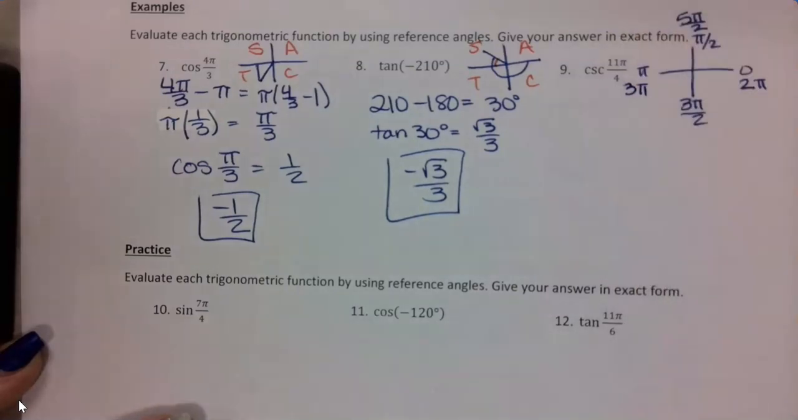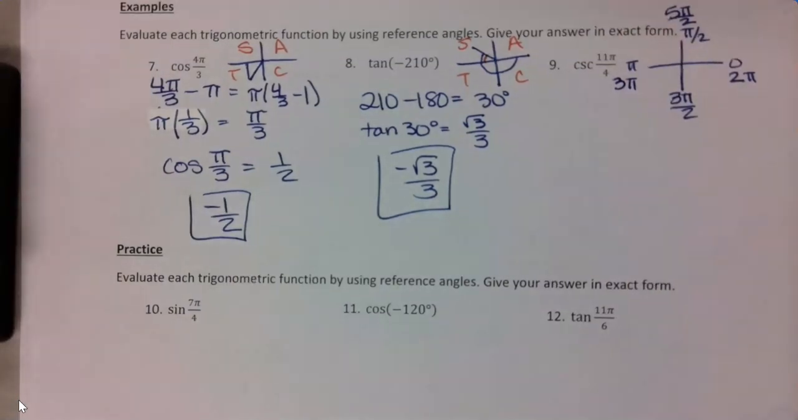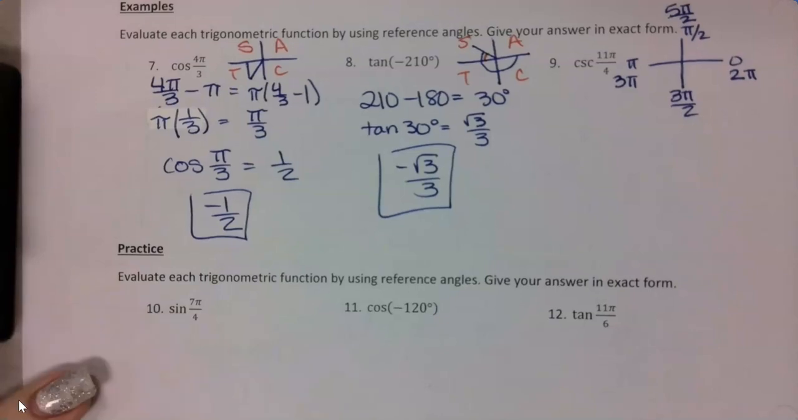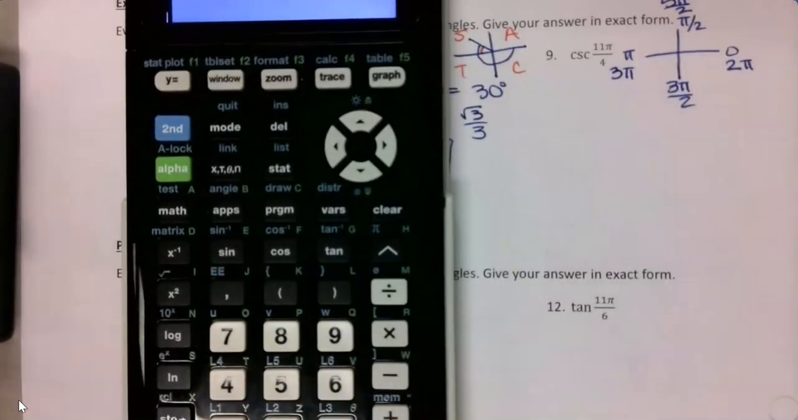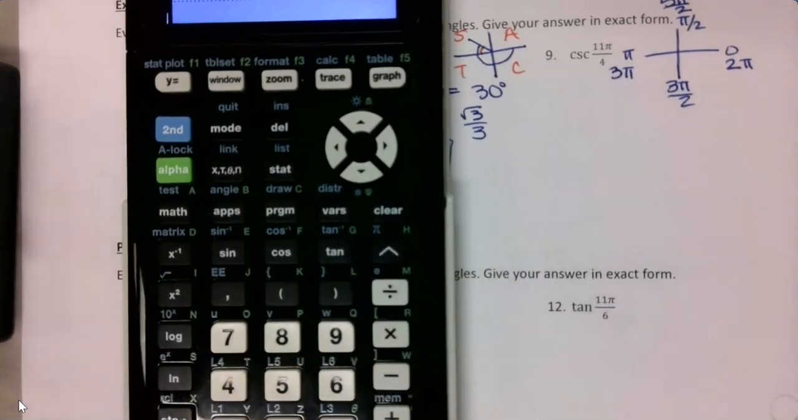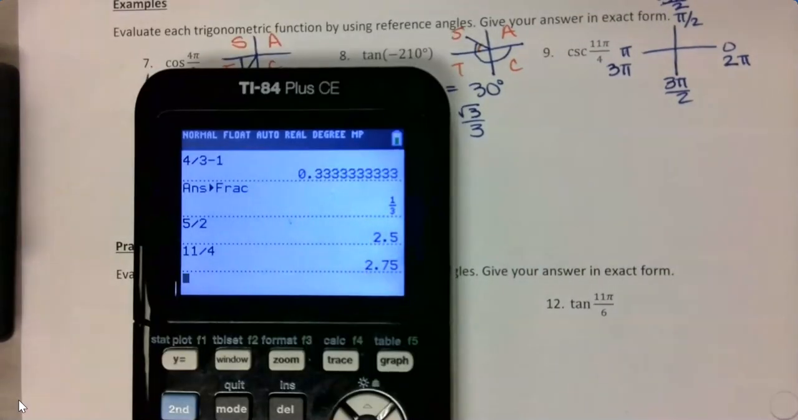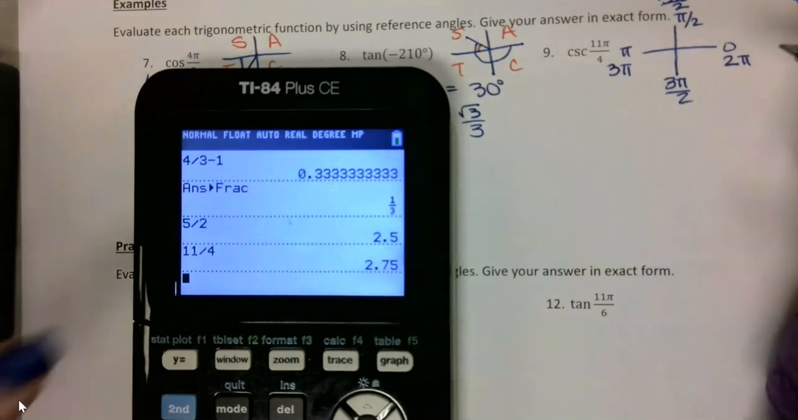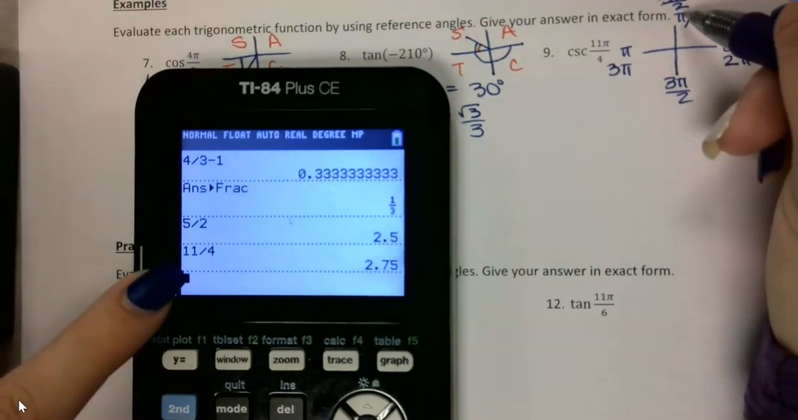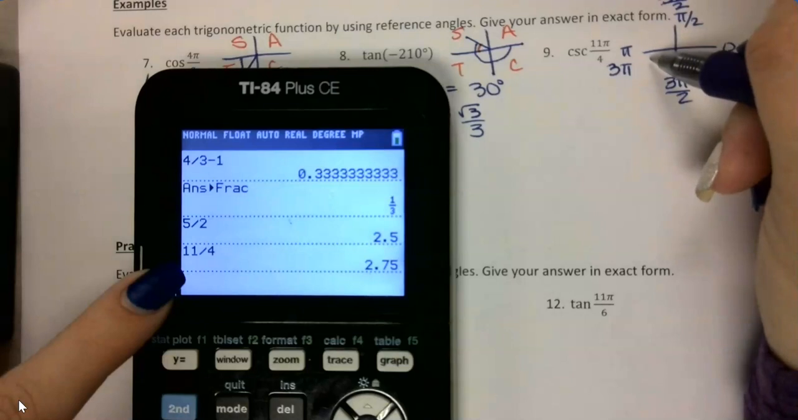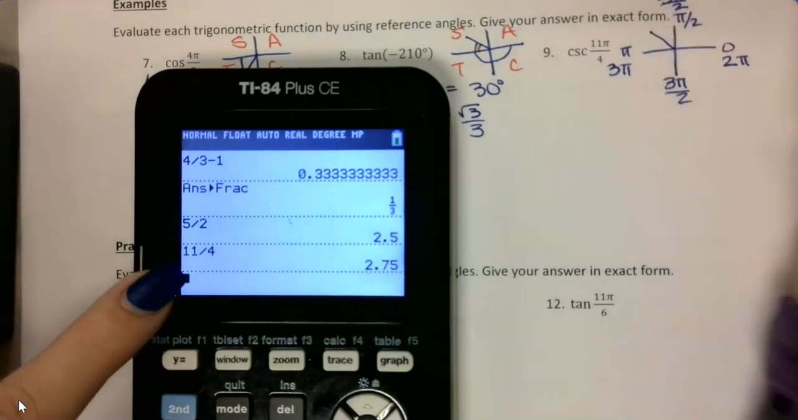Okay, so this one, 11 pi fourths is between 5 pi halves and 3 pi. To check this, I can do 5 divided by 2, which is 2.5. And then if I do 11 divided by 4, it's 2.75. So 11 fourths is more than 2.5, but less than 3. So this puts this in the second quadrant.